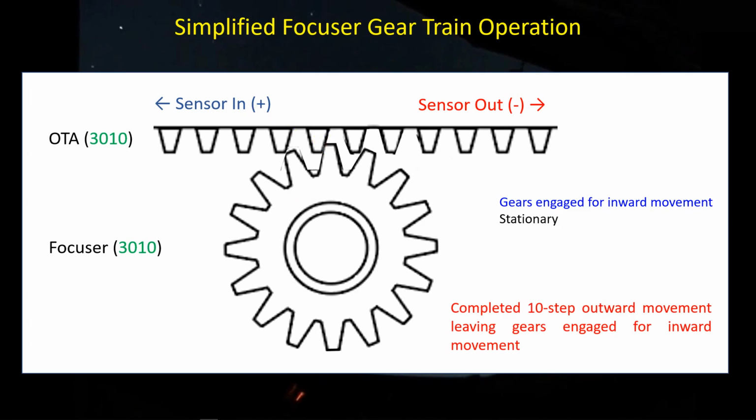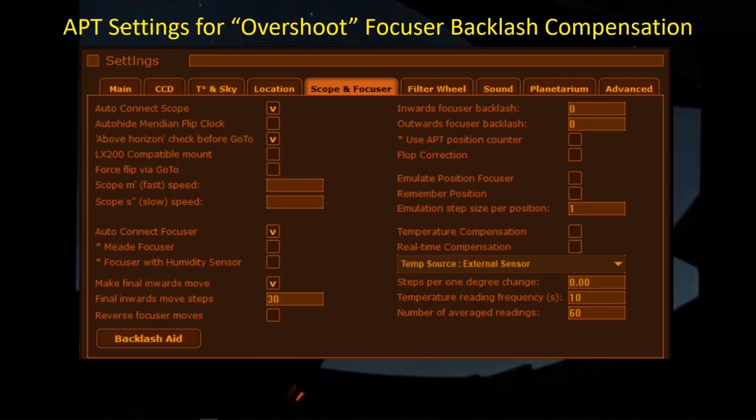Now, if we do another outward movement, it'll just repeat the same process that we just went through. If we need to move inward by 5 steps, no problem, because these gears are already engaged, so we would decrease this by 5, and the focuser would decrease by 5. How do we do this in Astrophotography Tool?